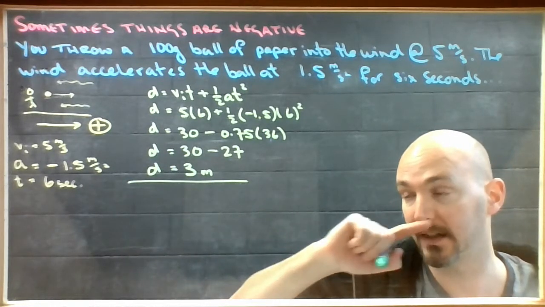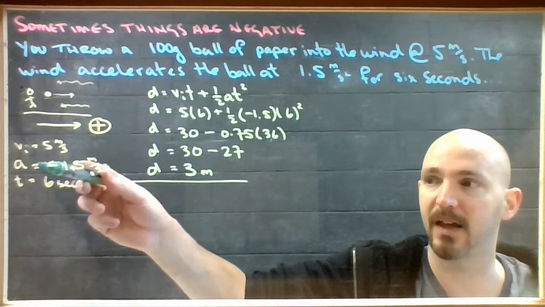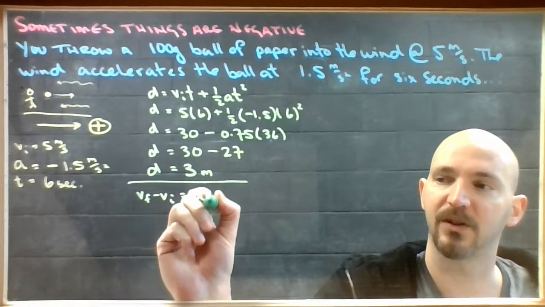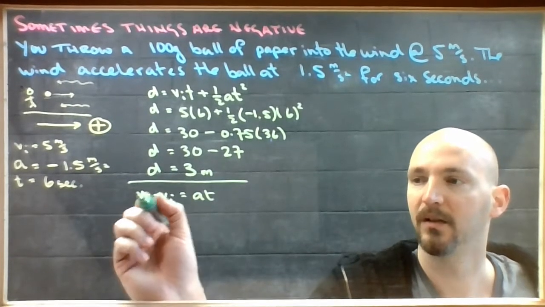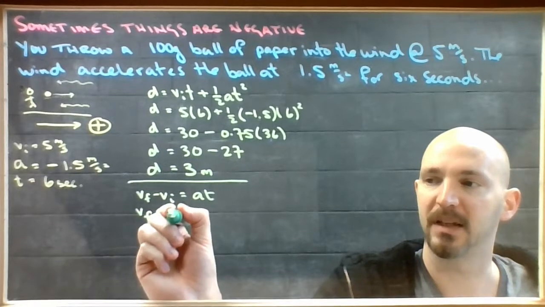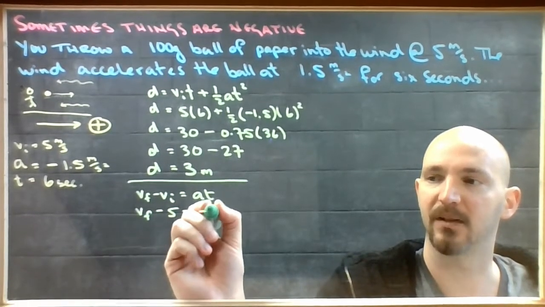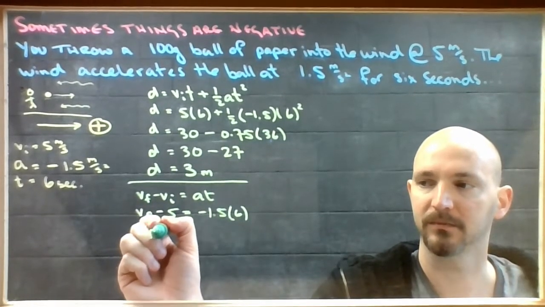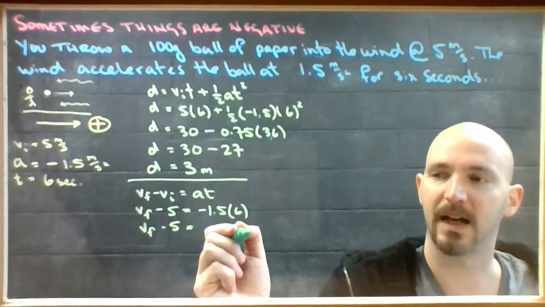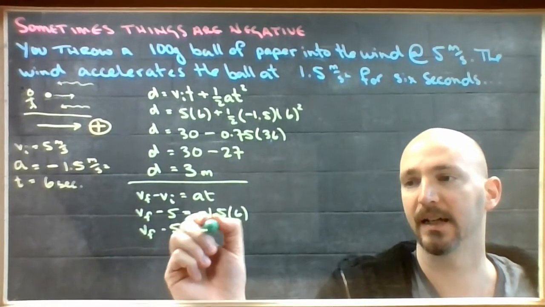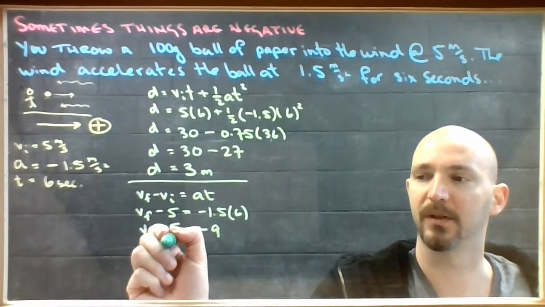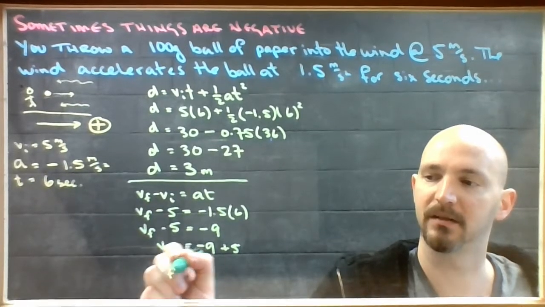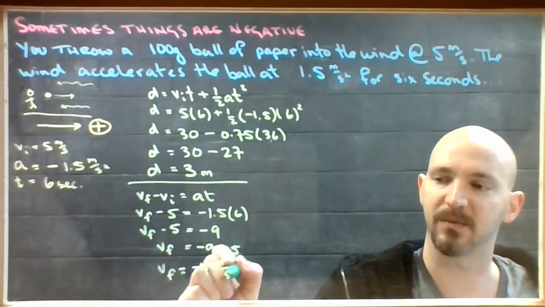So let's see. I need an equation for VI, VF, A, and T. So VF minus VI is acceleration multiplied by time. Final speed I don't know. Initial speed was 5. Acceleration was negative 1.5. Time is 6. 1.5 times 6 is negative 9. Pop this over. VF is negative 9 plus 5. V final is negative 4 meters per second.